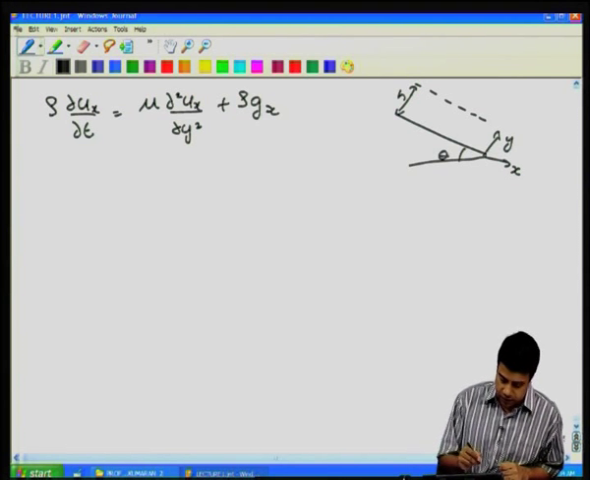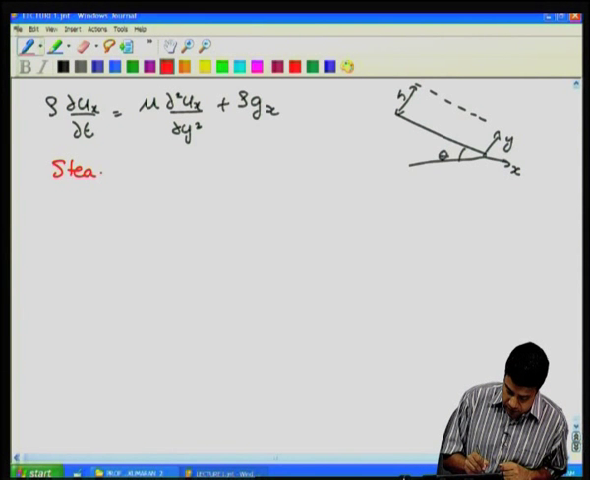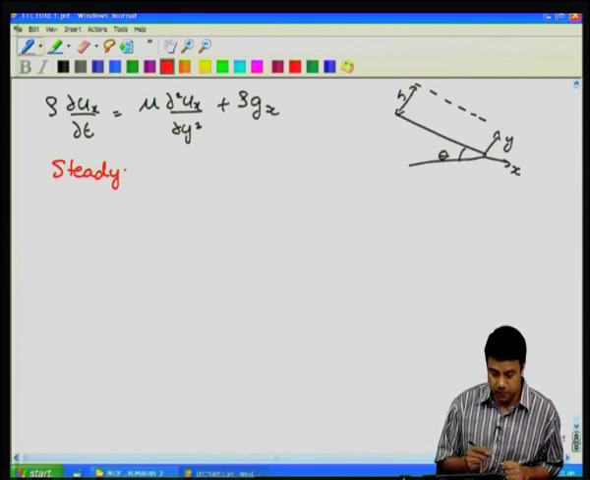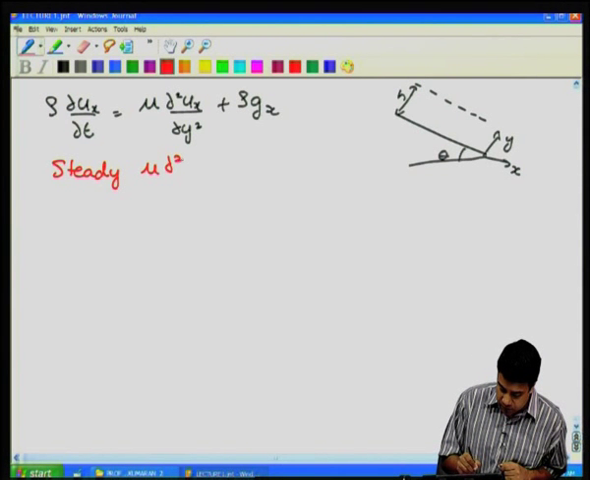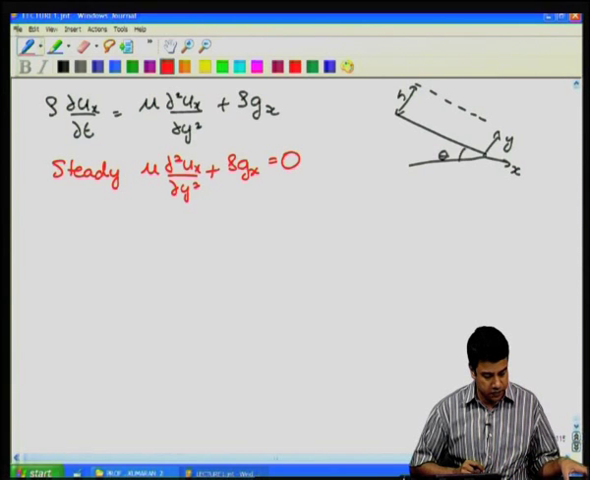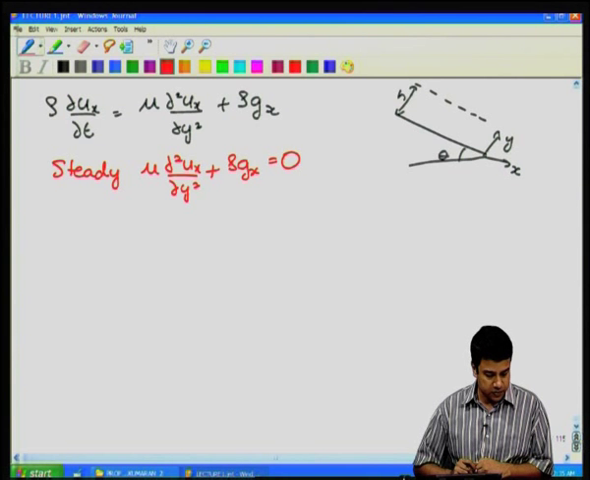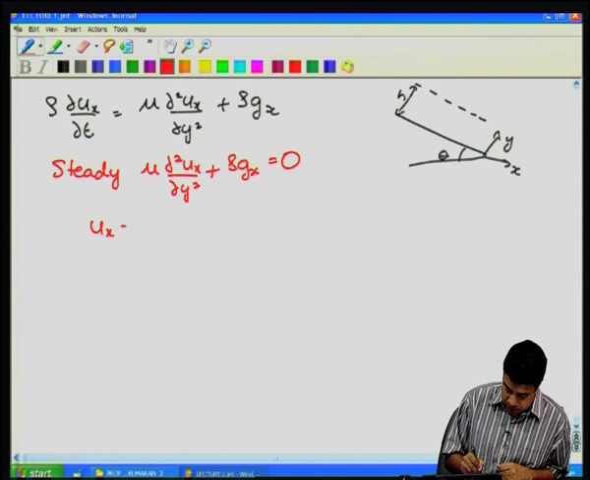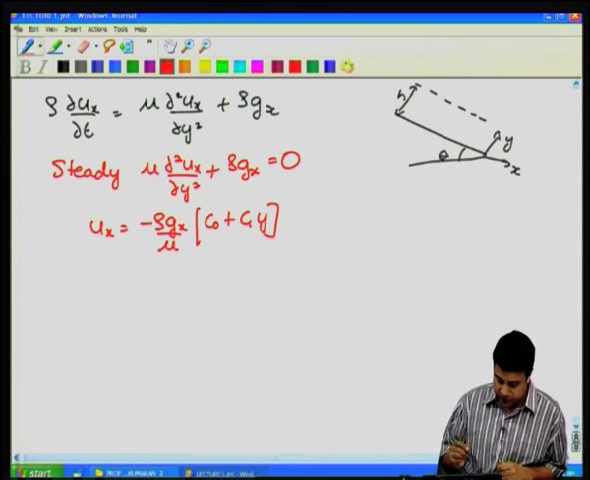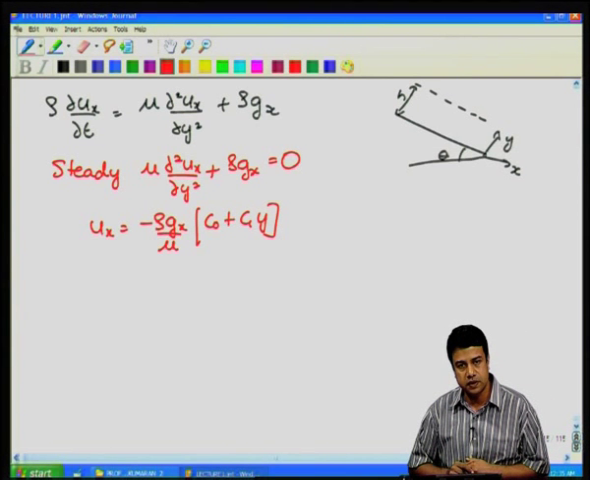If it is also steady, that means that my equation just becomes mu partial square u x by partial y square plus rho g x is equal to 0, for a steady fully developed flow. I can solve this equation. u x is equal to minus rho g x by mu into C naught plus C 1 y, where the constants C naught and C 1 have to be determined from the boundary conditions.